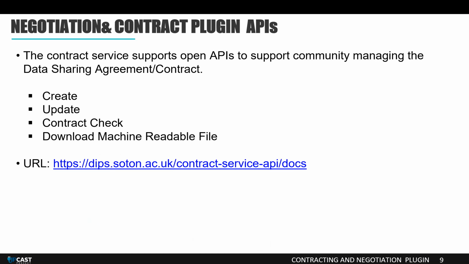Also, the contract service supports open APIs to the community. Users can use our API to generate data sharing agreements. The API includes create, update, contract check, and also downloading the machine-readable file. You can check our APIs from this link.